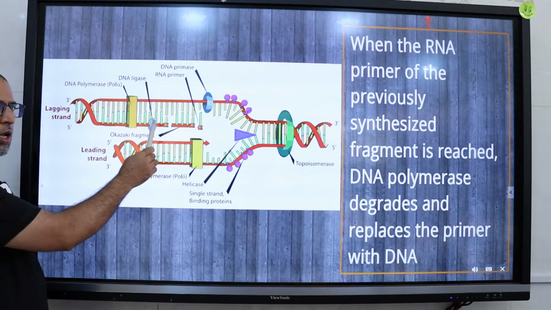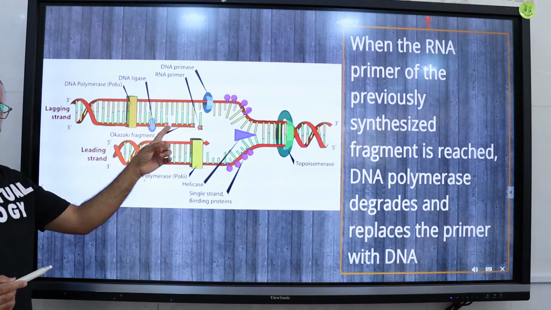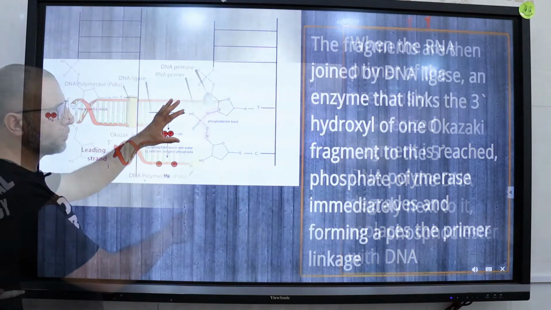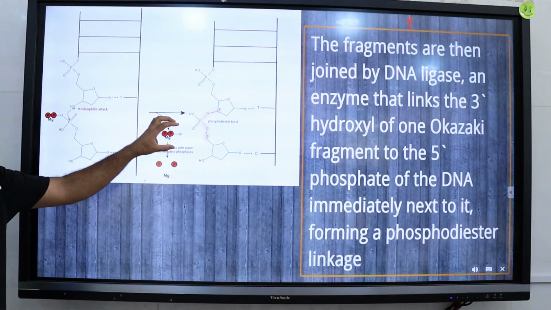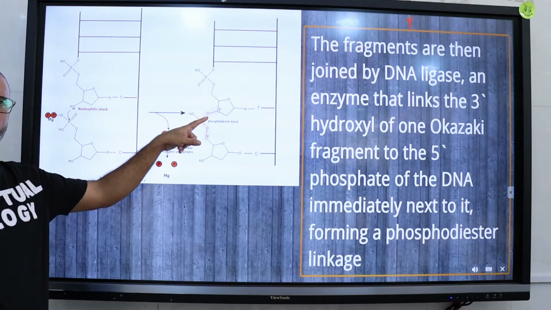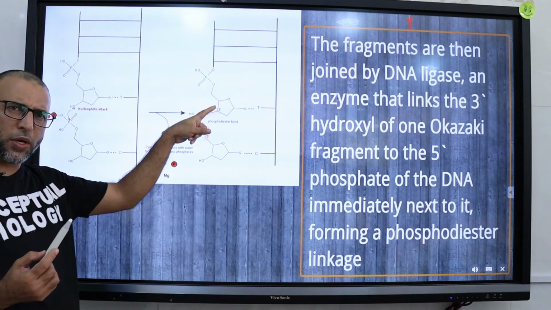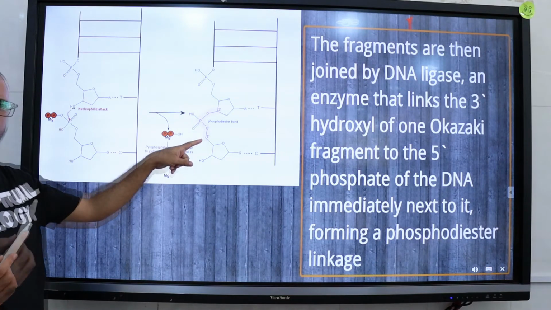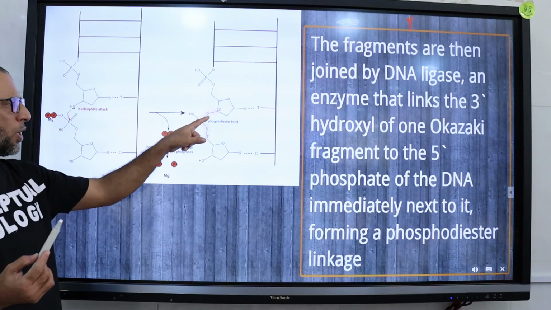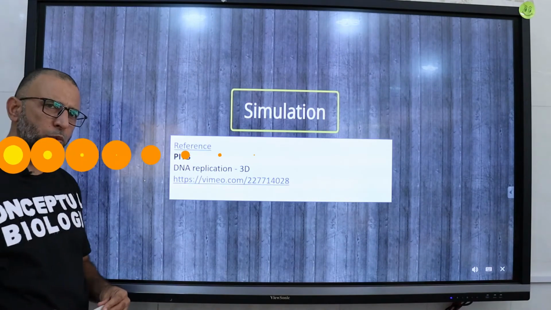When the RNA primer of the previously synthesized fragment is reached, the DNA polymerase enzyme degrades and replaces the primer with DNA. The fragments are then joined by an enzyme called DNA ligase. DNA ligase links the 3' hydroxyl group of one Okazaki fragment to the 5' phosphate of the DNA immediately next to it by forming a phosphodiester linkage. Let's watch this simulation.